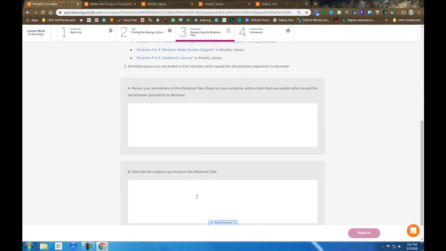So we can explain that in the two boxes below. We found those sticky notes that describe there's no ecologist and there are fewer decomposers, and that's going to create that problem.